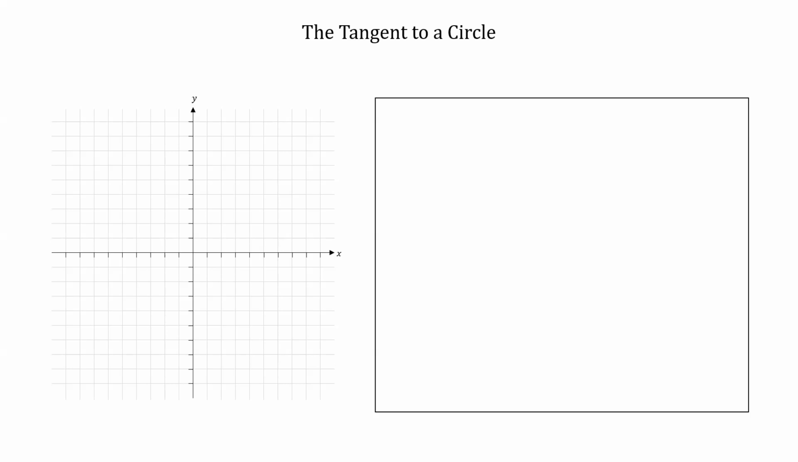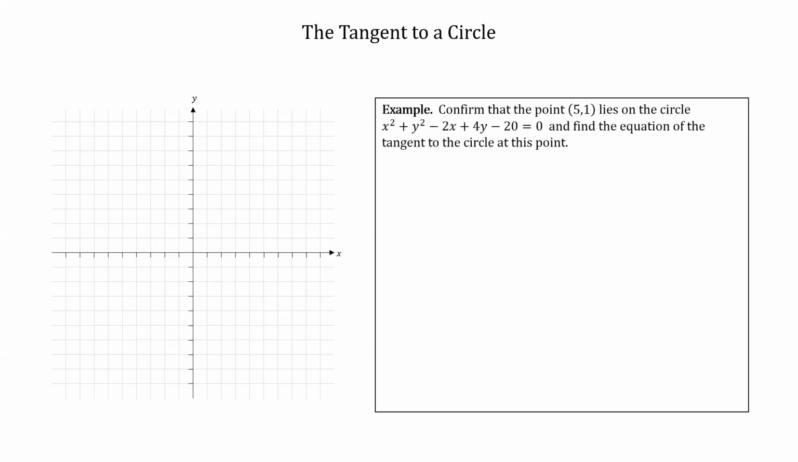Briefly, it's just the straight line which touches a curve at a given point and has the same gradient as the curve at this point. So for a circle, it's a line that touches the circle at a given point and has the same gradient as the circle at that point. So let's try an example of finding such a line with a given circle.